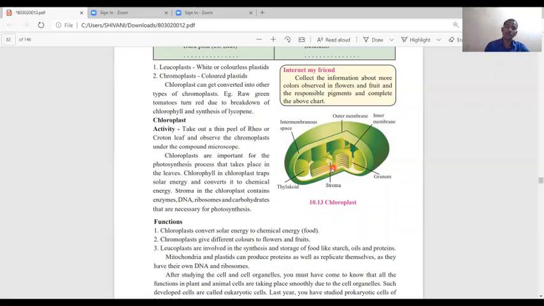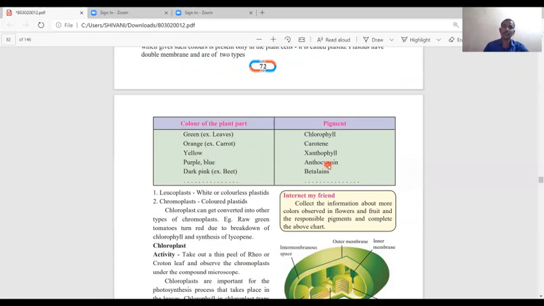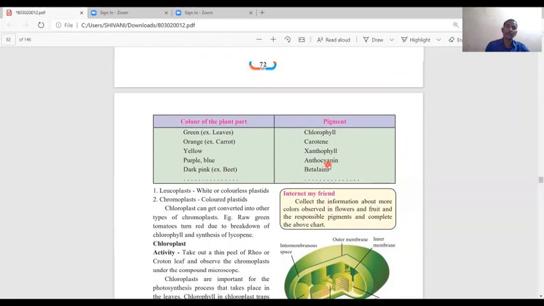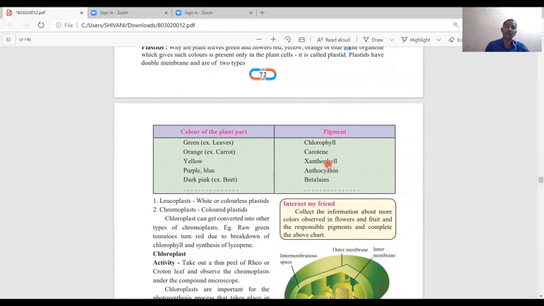Stroma is also an important part of chloroplast. The stroma contains enzymes, DNA, ribosomes, and carbohydrates. All such chemicals, enzymes, DNA, ribosomes, and carbohydrates are necessary for photosynthesis. Orange, for example in carrot, contains carotene pigment. Plants get yellow color due to xanthophyll pigment.